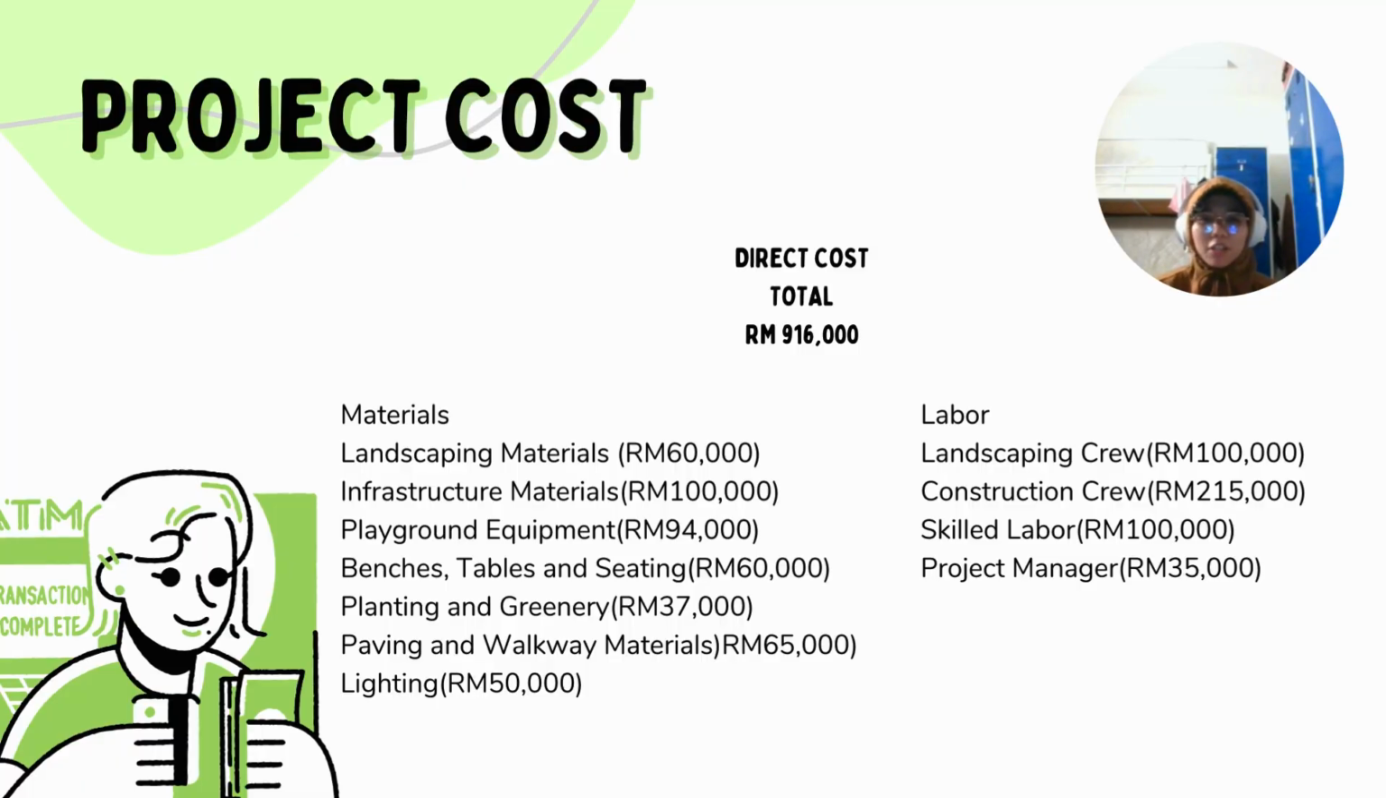Moving on to the project cost. In this section, we have direct cost, indirect cost, and additional cost. Direct cost is divided into two types, which are material and labor. The materials are landscaping, infrastructure, playground, benches, tables and seating, planting and greenery, paving and walkway materials, and also lighting. For labor, we need a landscaping crew, construction crew, skilled labor, and project manager. The total for the direct cost will be up to 916,000 ringgit.